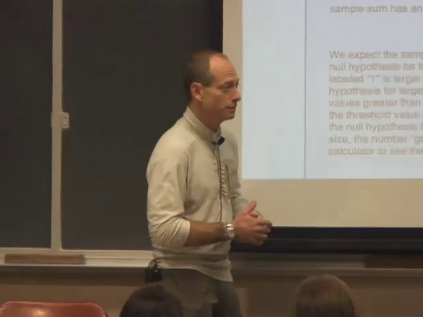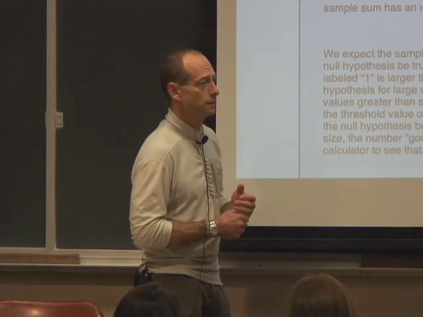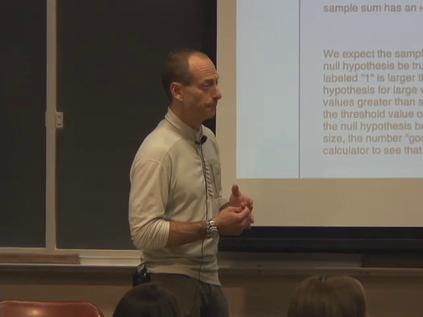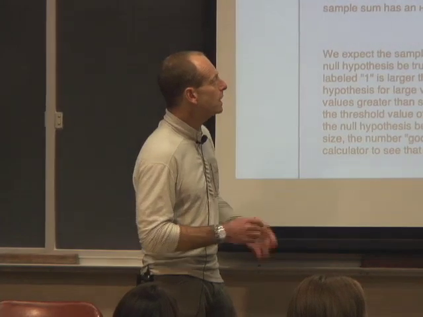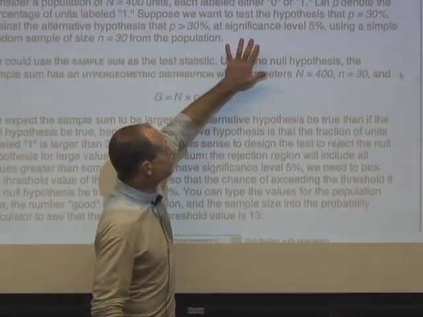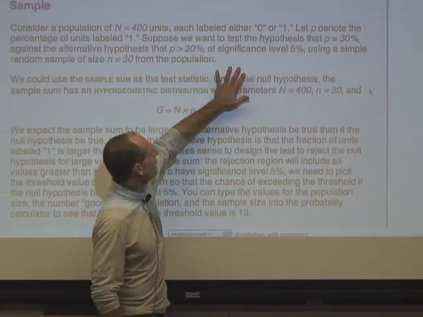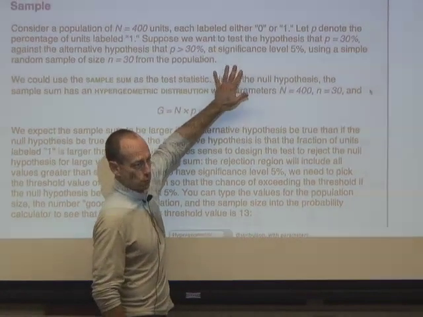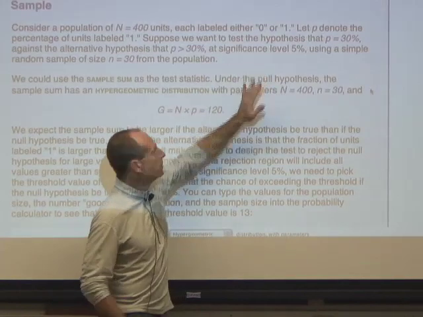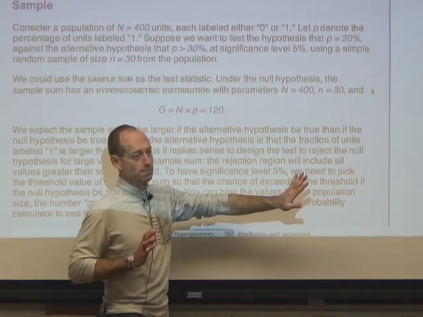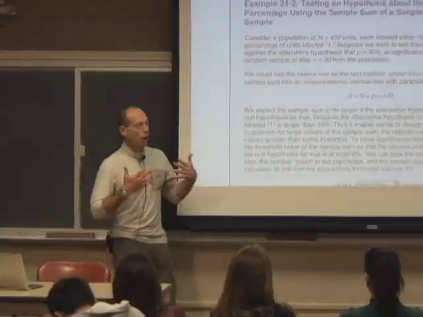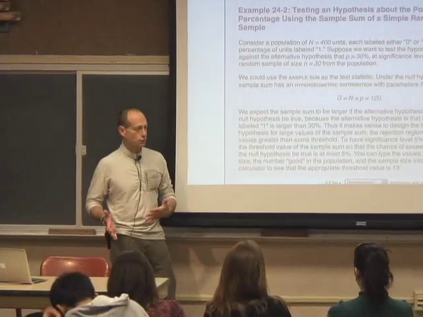So the 5% is saying it's like a 5% chance that the population P is greater than 30%? The significance level is the chance that you reject the null hypothesis when the null hypothesis is in fact true. So we're going to design our test so that if P really is 30%, there's only a 5% chance we'll conclude that it's bigger. It's our chance of making a mistake on the assumption that the null hypothesis is true.